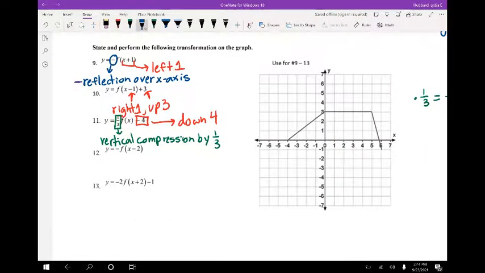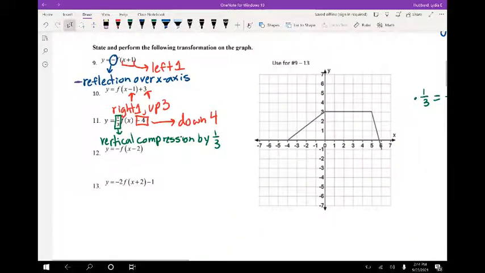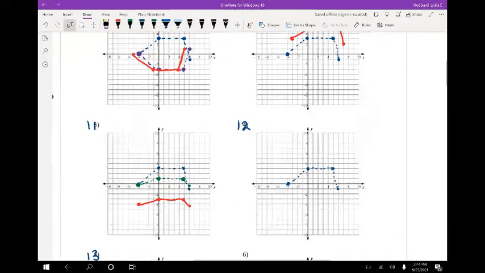Okay, moving on to number 12. Again, I'm going to draw the original. Then we'll look at our transformations. So again, we're going left to right. The first thing we should see on the left side is this negative. This negative means a reflection, because that's what a negative on the outside means, a reflection over the x-axis. So I'm going to start by doing that. I'll take this graph and reflect it.